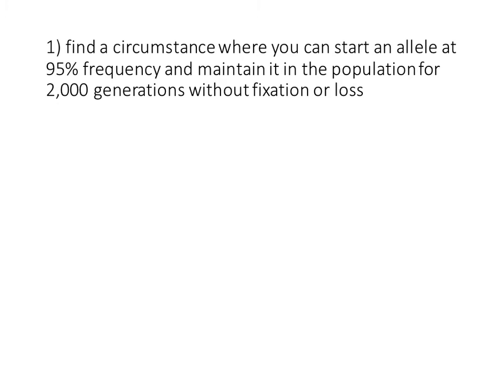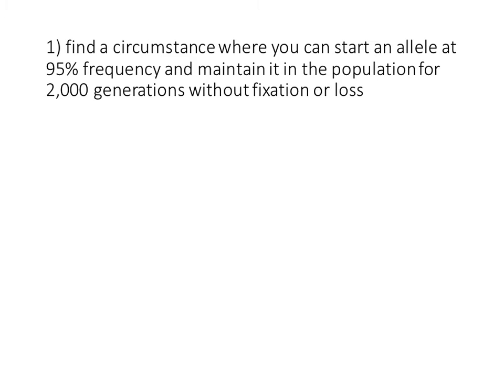Because what I'd like to do now is for me to stop yapping and for you to play more with this simulator in your groups. So try this for size. Can you find a combination of parameters where you start at 95% frequency? This one should be easy, starting off easy. And maintain that in the population without being fixed.